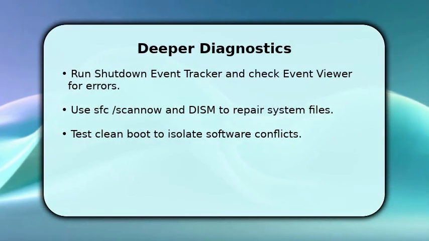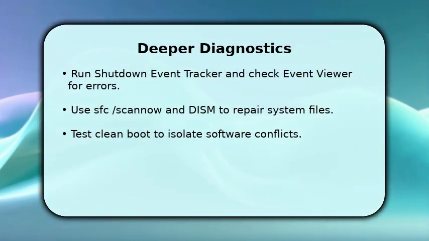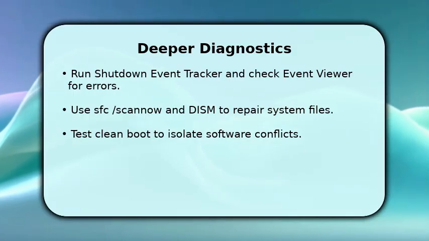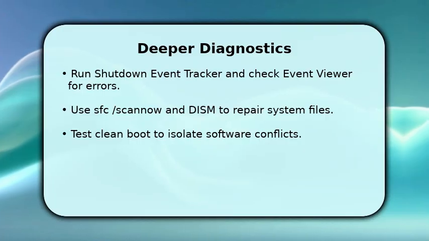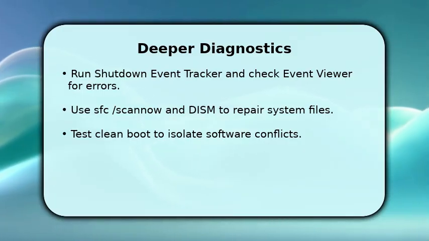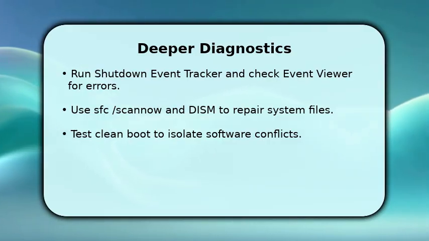Now you dive into diagnostics to find the real cause. Use Event Viewer to note any error codes during attempted shutdowns, then run sfc /scannow followed by DISM restore health to repair corrupted system files. These commands fix many invisible issues.